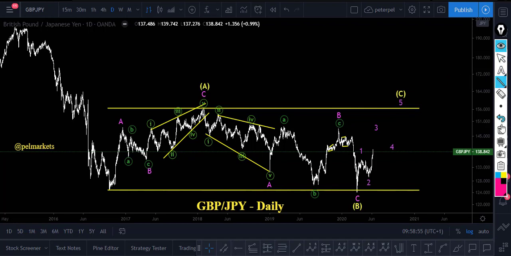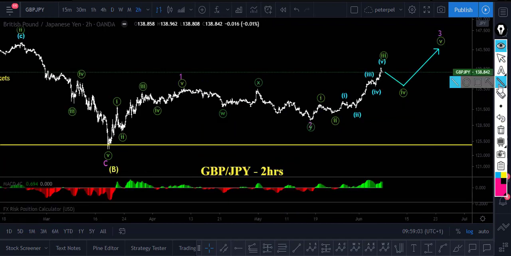On the lower time frame, we are almost done with green wave 3. On the 2 hour time frame for Great Britain Pound Japanese Yen, we are through with purple wave 1 and purple wave 2, and now we are looking forward to completing purple wave 3. In purple wave 3, we've done wave 1, 2, 3. Wave 3, we have a nice 5 wave breakdown. Then now we are looking for a pullback to complete green wave 4 before we move upwards to complete green wave 5 of purple wave 3.